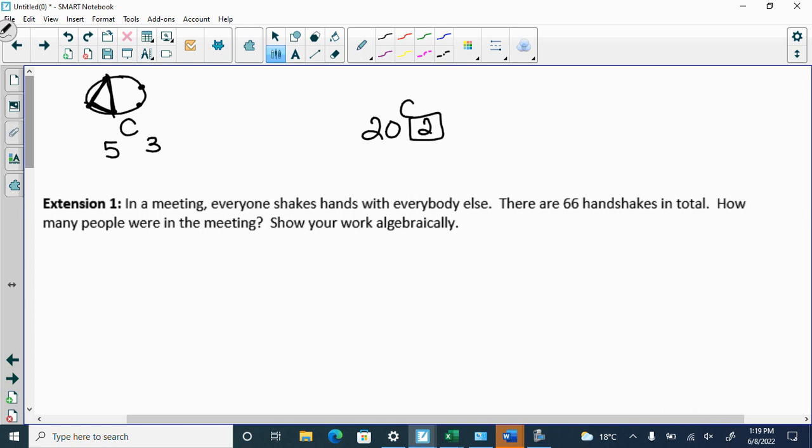If they shake each other's hands twice, what do we have to do? Nope. Still only 2 hands shaking. That doesn't change. You would just take this answer and you times it by 2. If it was 20 people shake hands with each other 4 times, what would we do? 20C2 would not change. I have 20 people, I need 2 hands, shake hands, done. That wouldn't change. I would just multiply by 4.